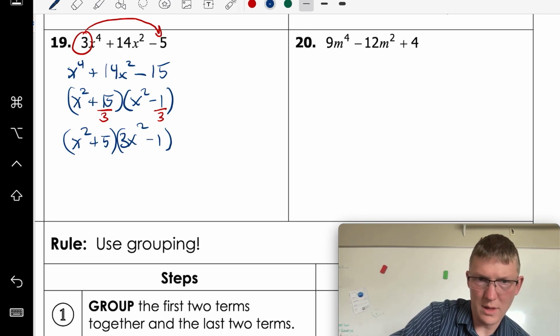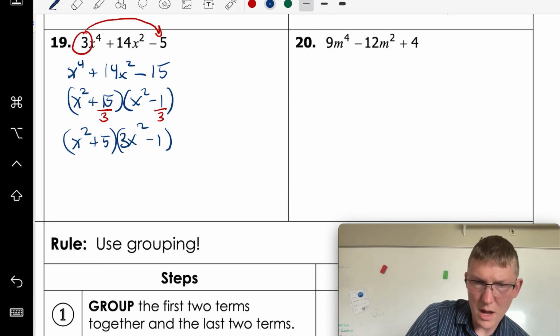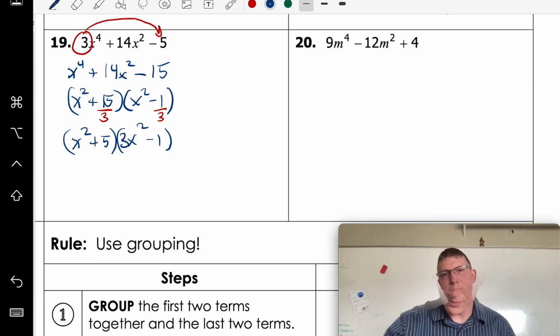So I'm wondering if that is a difference of squares. It is not a difference of squares because this is not really a perfect square. So it's factored. We're good. One more trinomial to go.